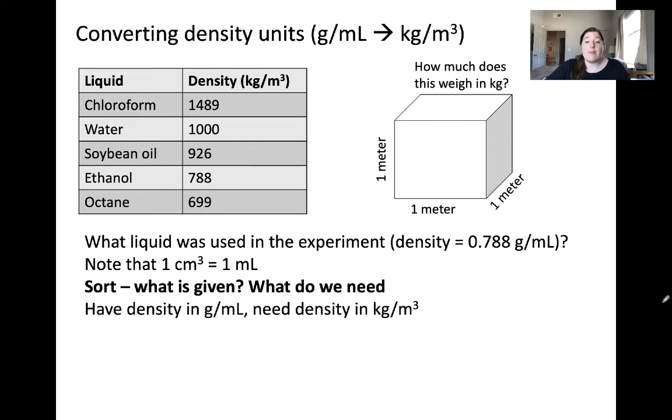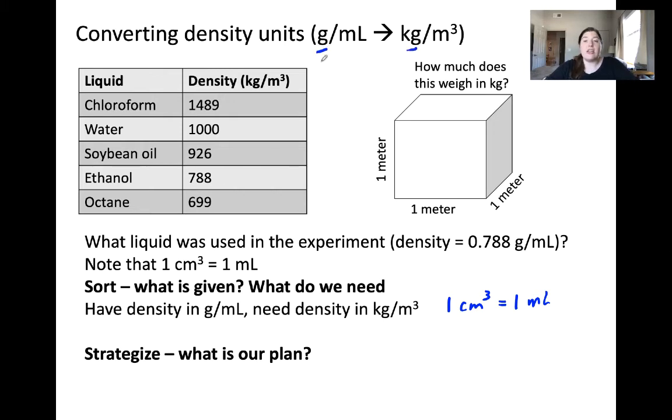What's the given information? We have density in gram per milliliter, and we need to convert to kilogram per meter cubed. You may also write in this area the conversion factor: 1 centimeter cubed is equal to 1 milliliter. Strategize. How are we going to convert? We have both mass units in the numerator and volume units in the denominator of our terms.